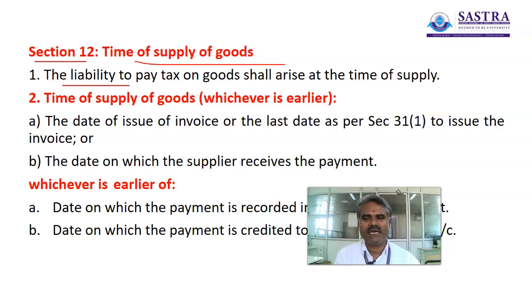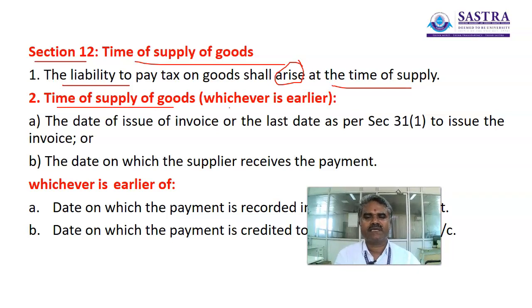The liability to pay tax on goods shall arise at the time of supply. Before that we won't say your supply is taxable. But when we calculate the time of supply, from that moment the supply of goods is liable for tax, liable to pay tax. So how can you find out the time of supply of goods?